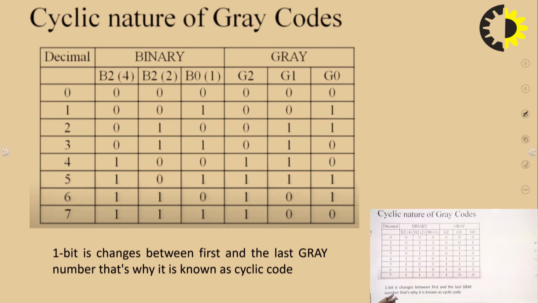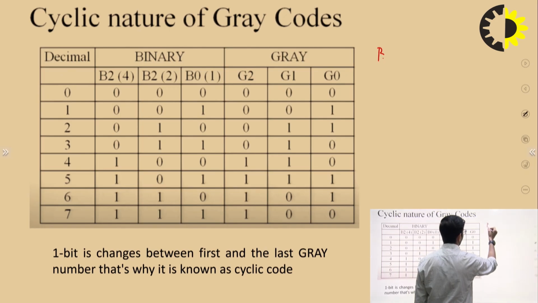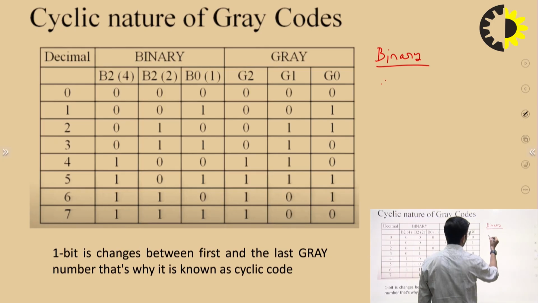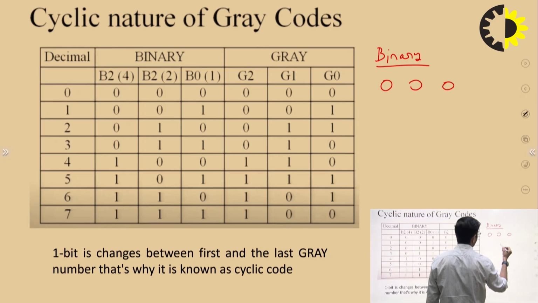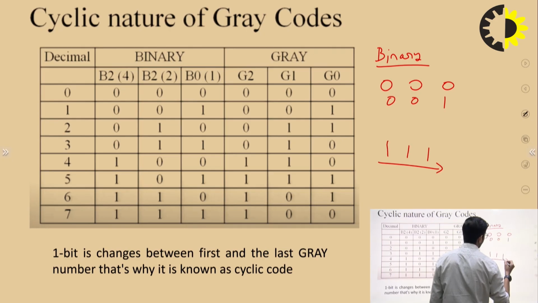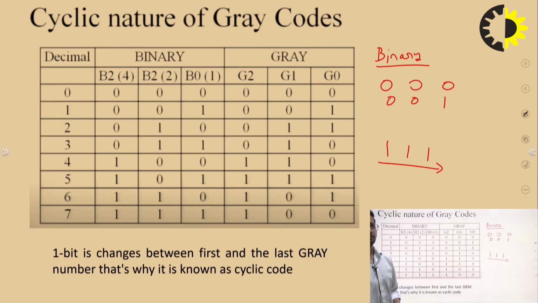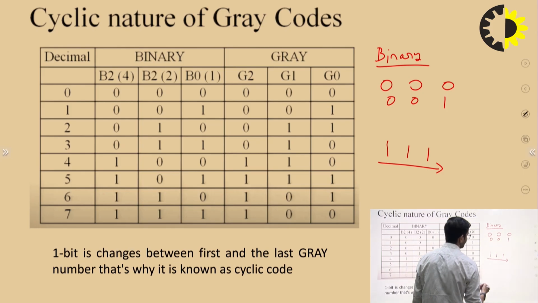And one advantage of the gray code is that there is only a 1 bit difference at each position. For example, in binary code, the minimum change between the bits could be 1, or all 3 bits can be changed. So in binary, the minimum change is 1 bit, and it can go up to 3 or 4, which means all bits can change. But in the case of gray code, only 1 bit will change at a time.